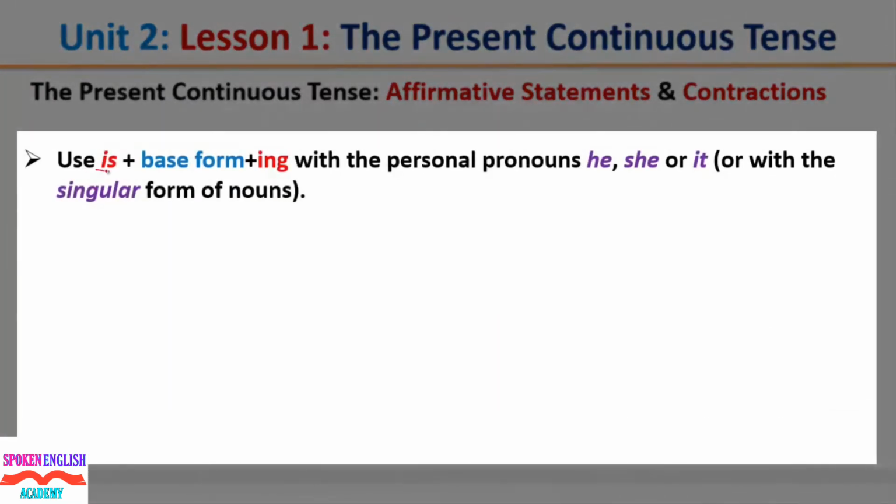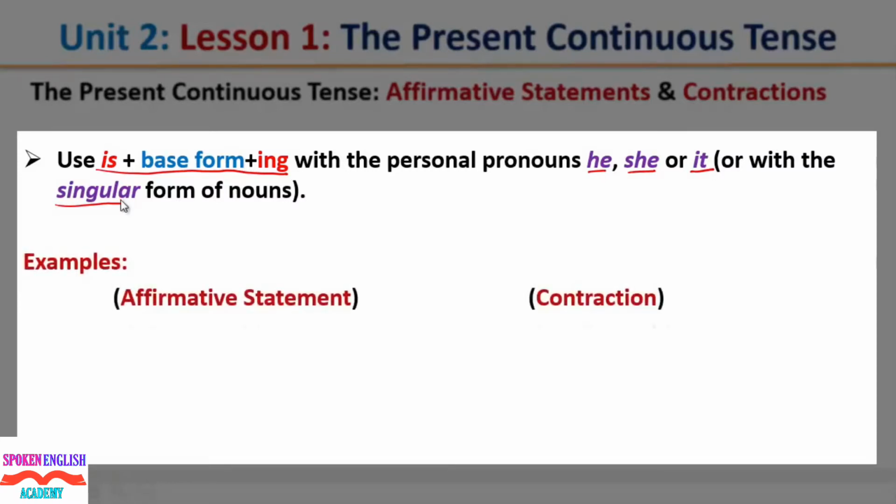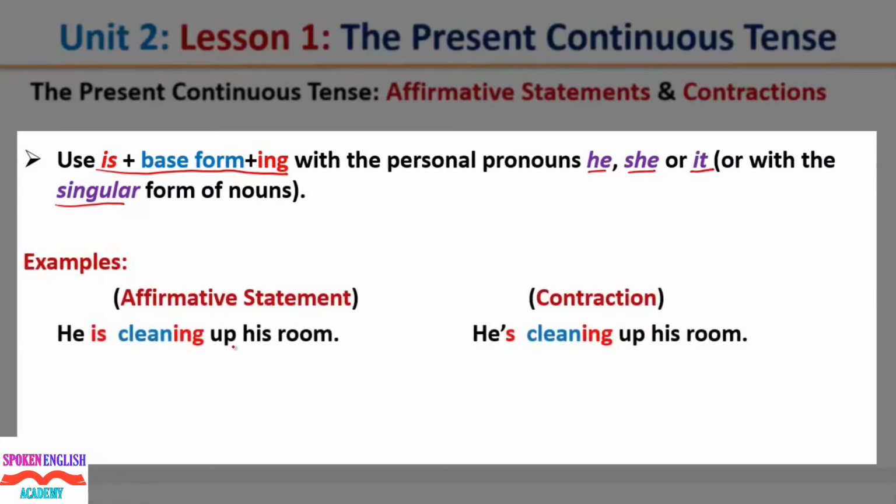Use is plus base form plus ing with the personal pronouns he, she, it, or with the singular form of nouns. Examples: he is cleaning up his room. Notice after he we use is plus base form plus ing. So this is the present continuous tense. The contracted form, he's cleaning up his room.